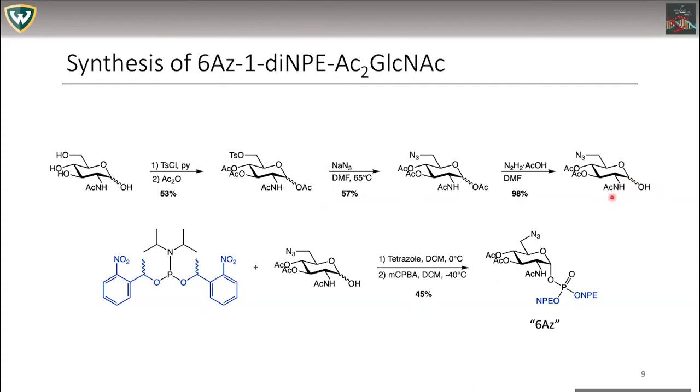So when you take your anomeric deprotected sugar, you can couple it to the phosphate photocage donor that you've made using a tetrazole. We chose to use 5-ethylthio-1H-tetrazole in DCM at 0 degrees Celsius. Once the coupling looks complete by TLC, we cool down to minus 40 degrees Celsius, add mCPBA, and oxidize the phosphate to finish the reaction. And so after purification, we generally get 45 to 50% yield on this.